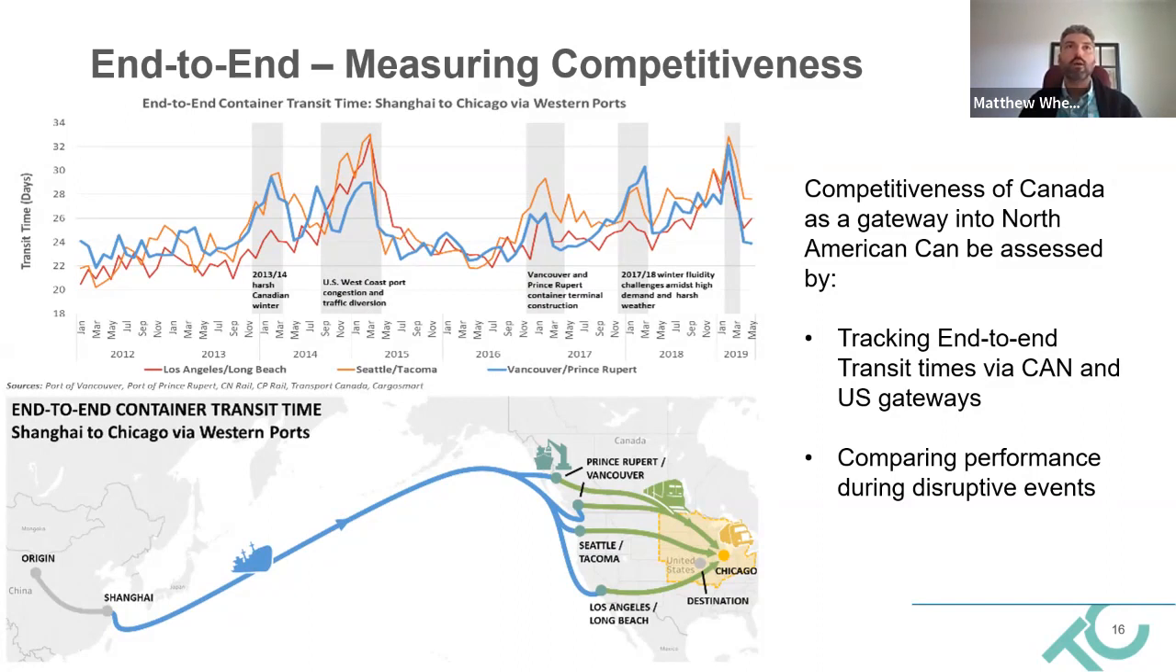So you can see how events both in Canada and the US have affected the supply chains for both countries, and how Canada, for the most part, continues to remain quite competitive with the US supply chains. And because we're able to measure this, we're able to use this for our policy decisions and our infrastructure investments to show the strength of the Canadian supply chains.